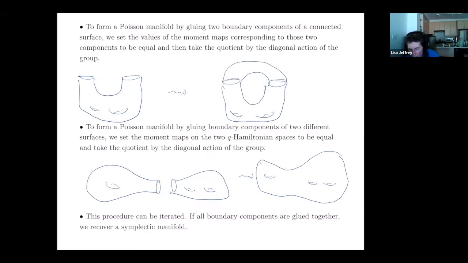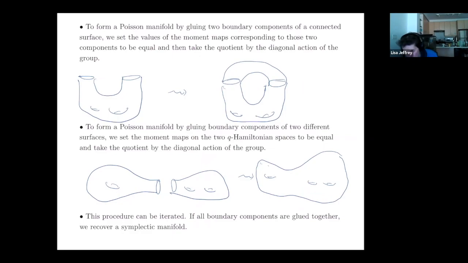To form a Poisson manifold by gluing two boundary components of a connected surface, we set the moment maps, in the sense of Alekseev, Malkin, Meinrenken, corresponding to these two components to be equal, and then take the quotient by the diagonal action of the group. This is basically the same as capping with a cylinder, as described earlier.